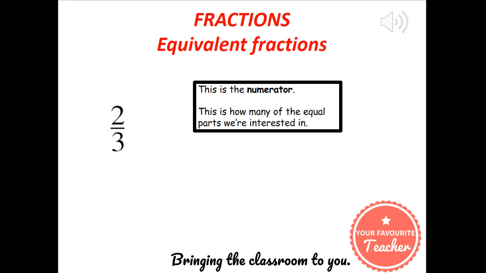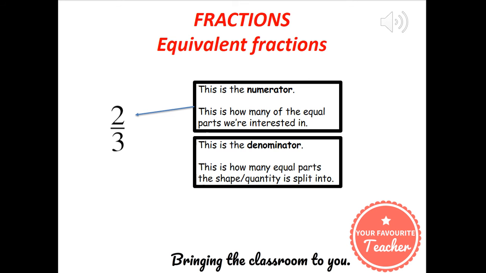We call the 2, or the top part of the fraction, the numerator. And this is how many of the equal parts we're interested in. And we call the 3, or the bottom part of the fraction, the denominator. And this is how many equal parts the shape or quantity is split into.